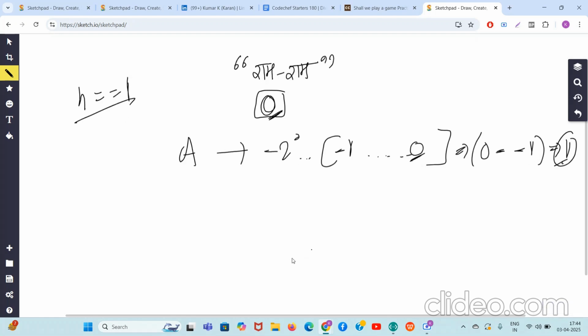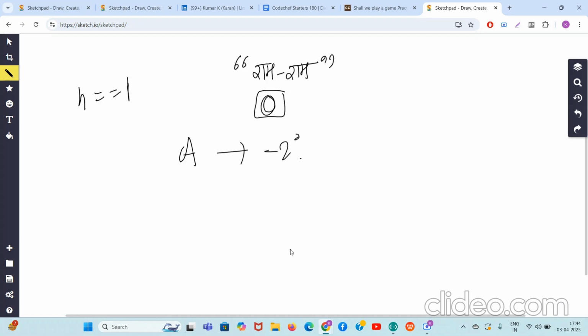So guys, what if n is equal to 2? Alice wants to minimize the difference. Let's say Alice does plus 2 raised to 0. Okay. Now n is equal to 2. What will happen, my lovely students? Think about it.